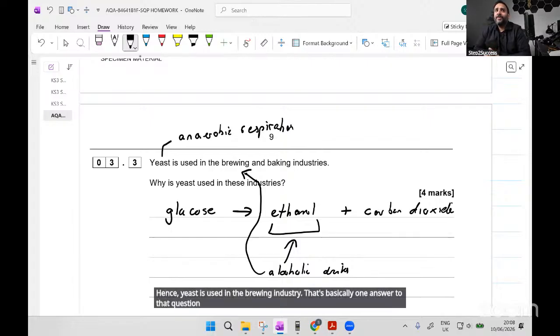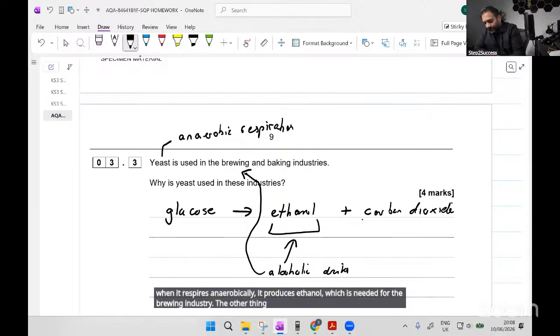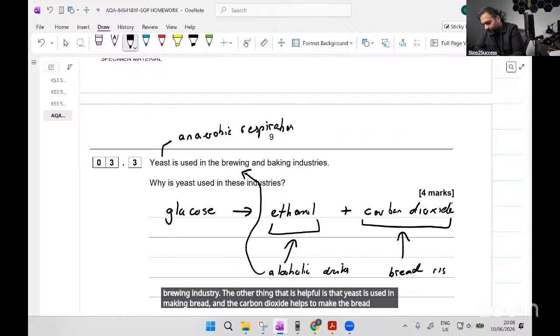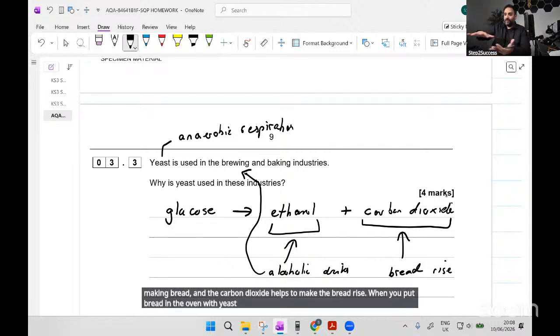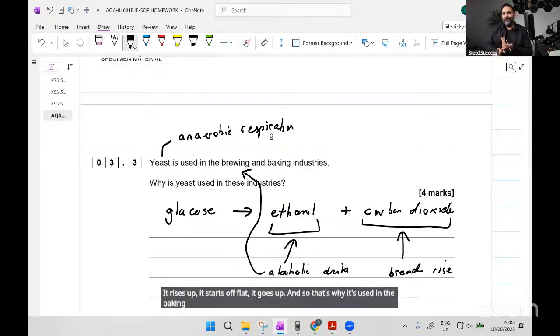So, yeast is used because when it respires anaerobically, it produces ethanol, which is needed for the brewing industry. The other thing is that yeast is used in making bread, and the carbon dioxide helps to make the bread rise. When you put bread in the oven with yeast, it starts off flat and rises up. That's why it's used in the baking industry. So in the brewing industry, the ethanol from anaerobic respiration is used to make alcoholic drinks, and in the baking industry, the carbon dioxide produced is used to make the bread rise.